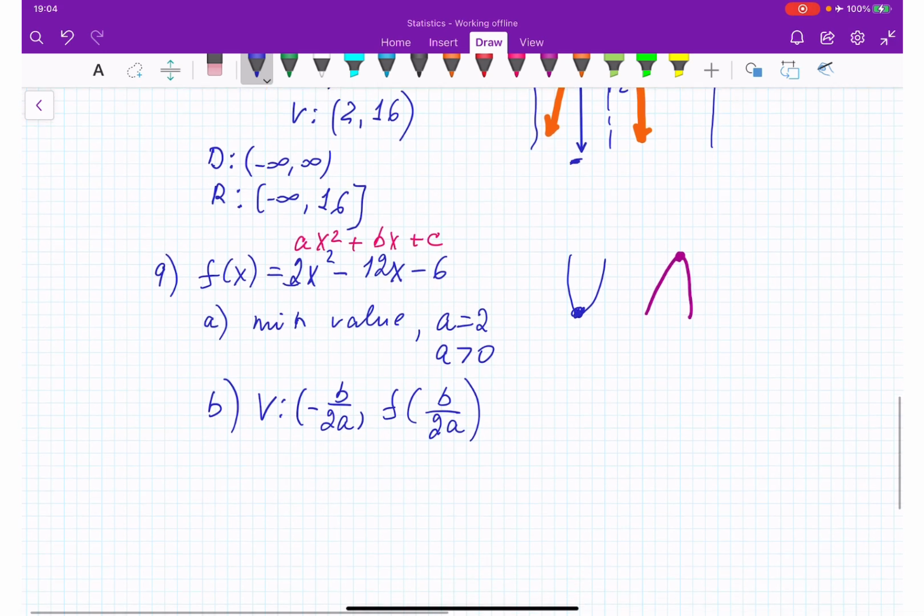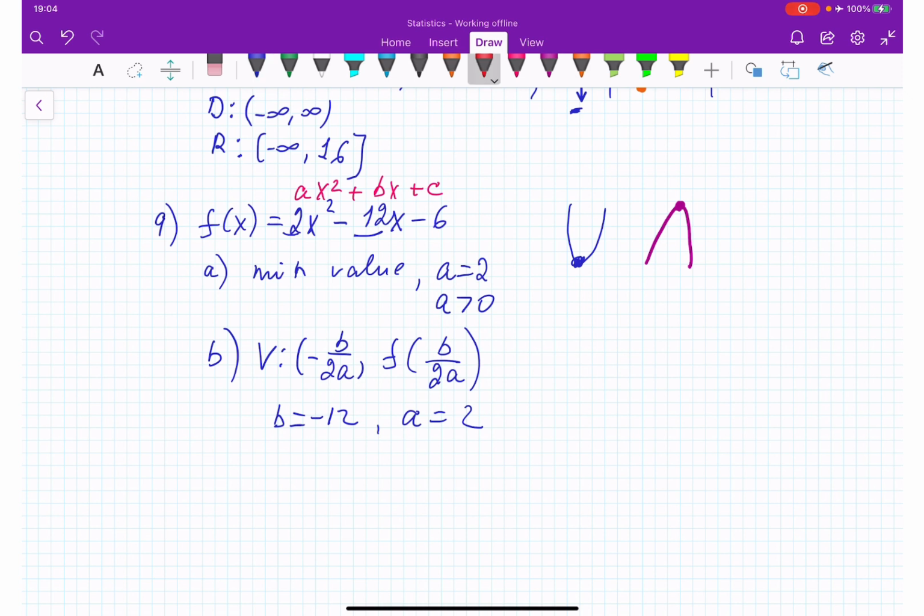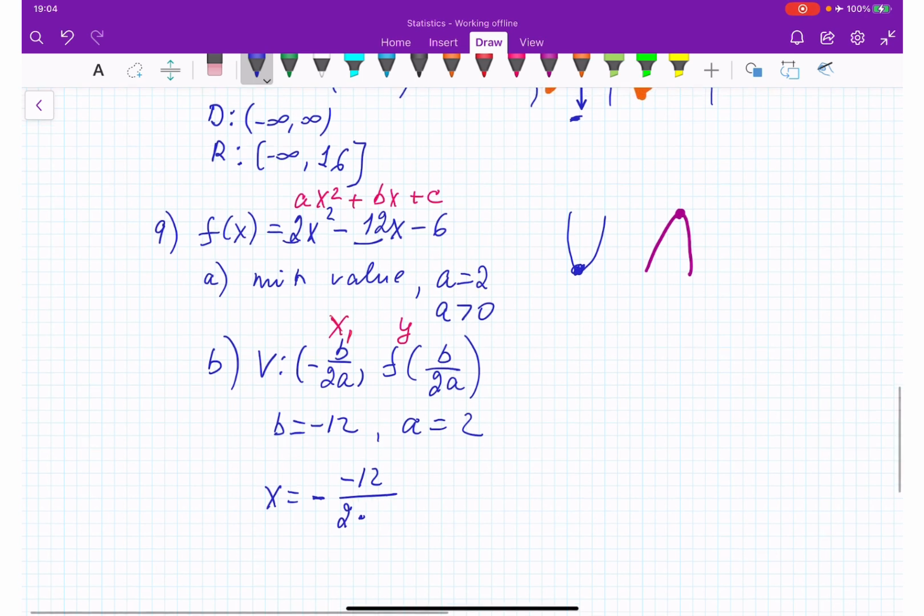So let's see, my b is negative 12, right? Here it is. And we need a, my a is 2. Okay, so this is the value of x, this is the value of y. So x is going to be equal to negative b, which is negative 12, over 2 times a. A is 2, so negative and negative is positive. It's going to be 12 over 4, which is equal to 3.